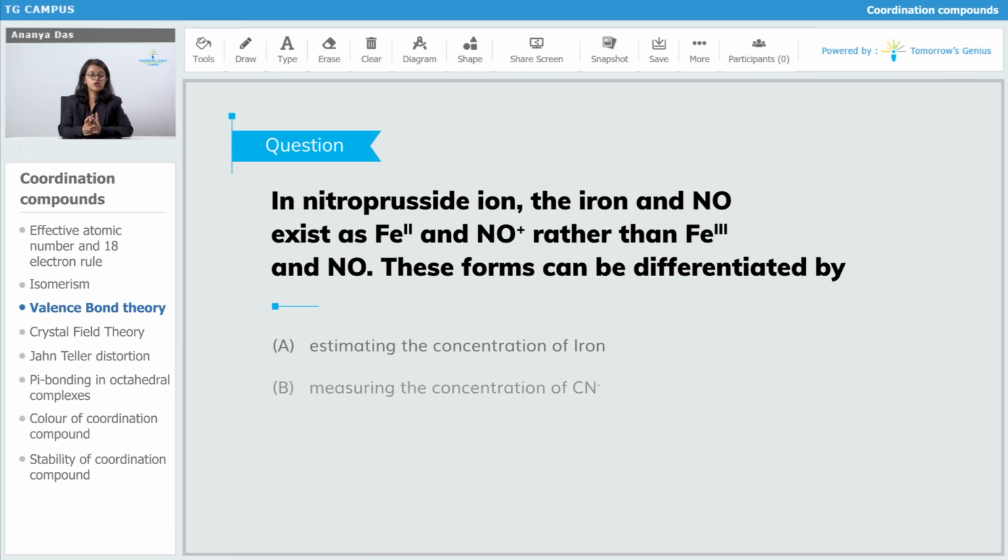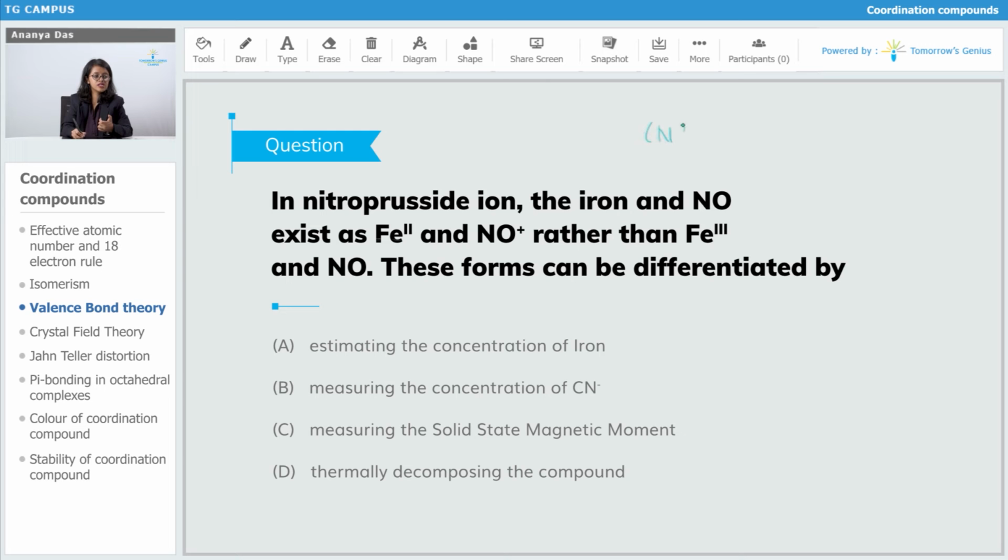Now we have a question. In this question it states that in the nitroprusside ion, the iron and NO exist as Fe2+ and NO+ rather than Fe3+ and NO. So whenever NO is present with Fe, it is always going to be present as NO+. It says that these forms can be differentiated by estimating the concentration of iron, measuring the concentration of the cyanide ligand, measuring the solid state magnetic moment, or thermally decomposing the compound.